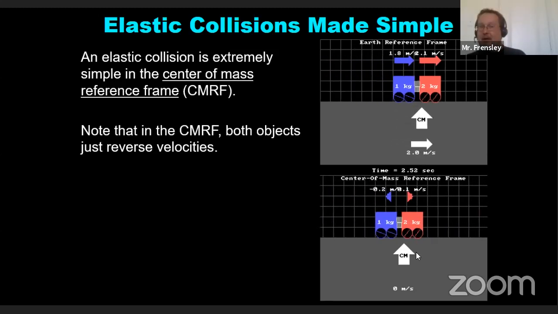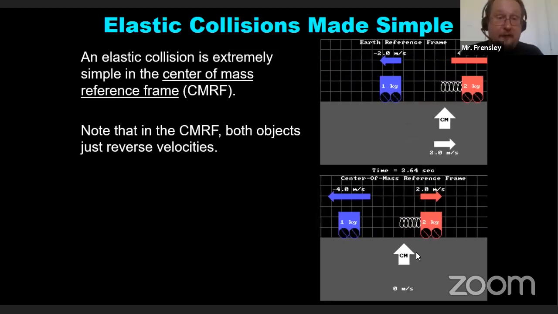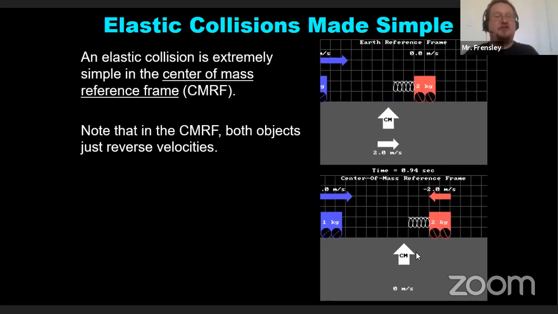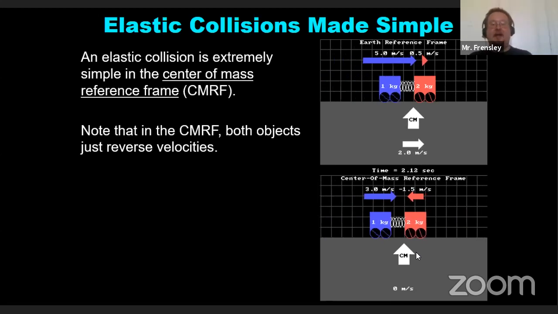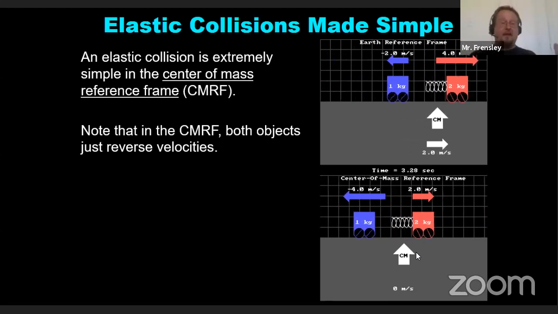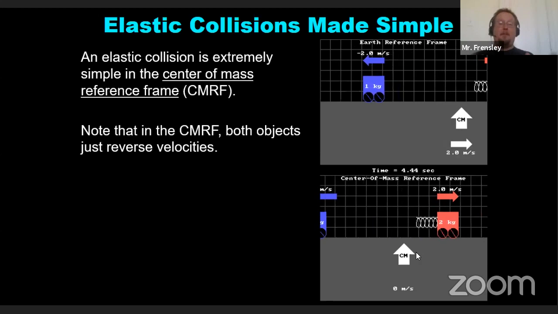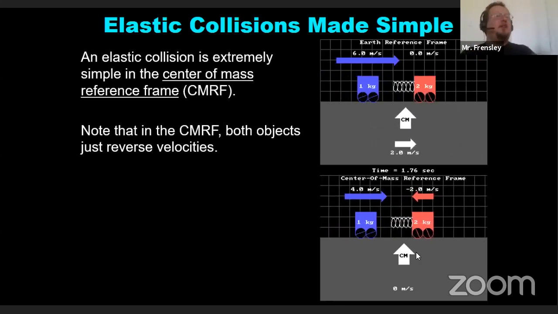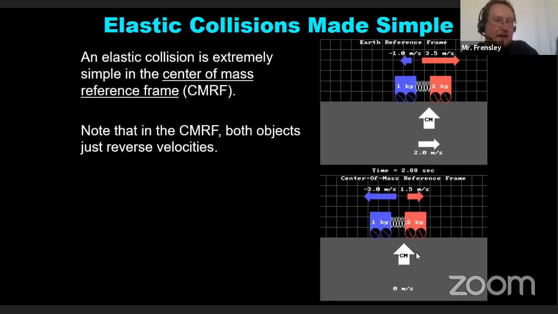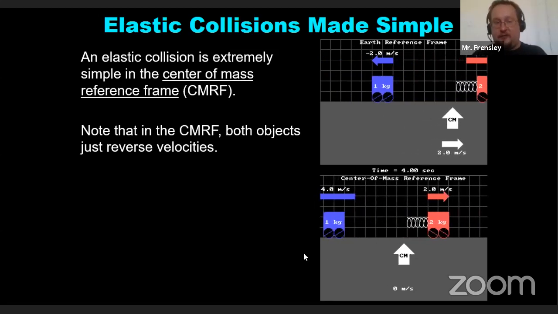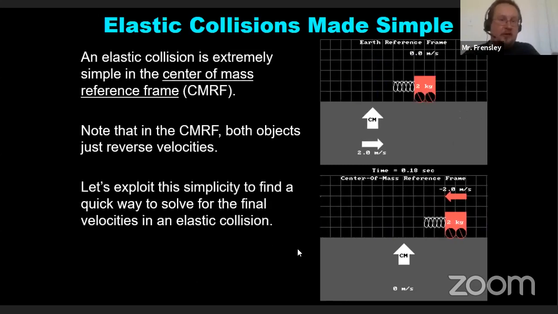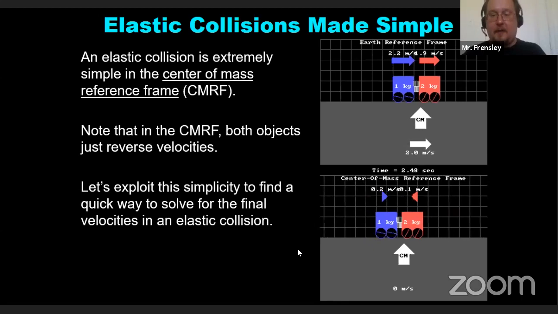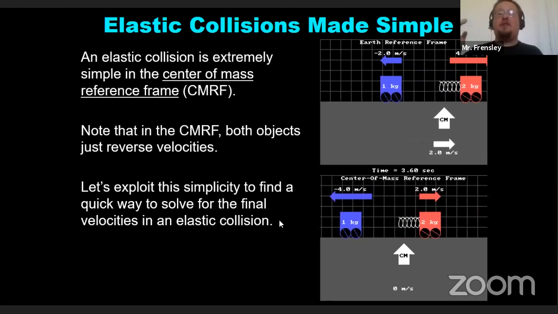So as far as the center mass is concerned, in a perfectly elastic collision, the two objects come together and their velocities just get negated. That's all that happens. In case you care, in a perfectly inelastic sticky collision, the center mass sees the two objects come together and just stop. So the center mass sees simpler collisions than we standing on the Earth see, right? So we're going to exploit this simplicity to find a quick way to solve for the final velocities in an elastic collision.